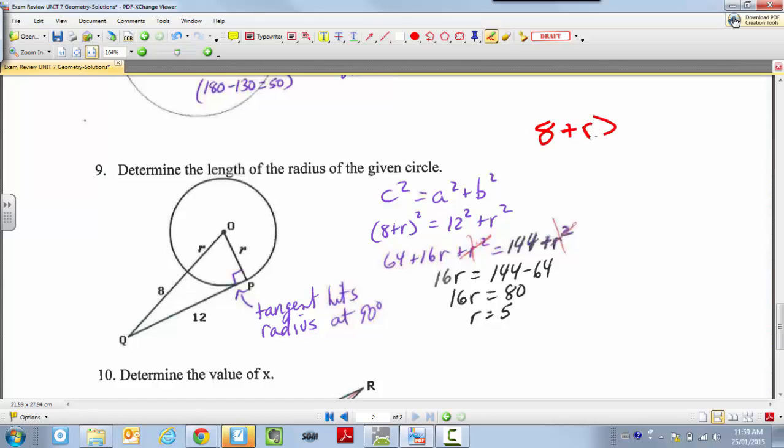8 plus R squared is essentially 8 plus R times 8 plus R. And as we multiply this out, 64 plus 8R plus another 8R plus R squared. So 64 plus 16R plus R squared. I've got an R squared on both sides, so if I subtract R squared from both sides, and of course that's the whole basis of solving equations, is that I can do the same thing to two sides of the equation because they were equal. If I do the same thing to them, they remain equal. And then basically subtract the 64 over here and solve. R is 5.